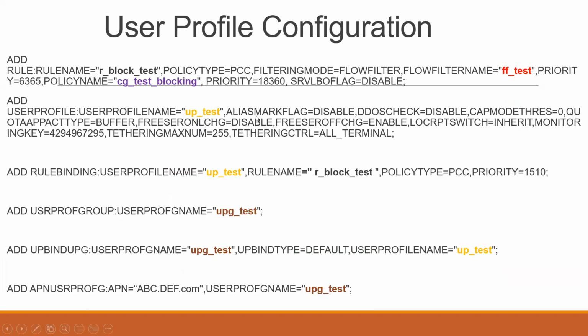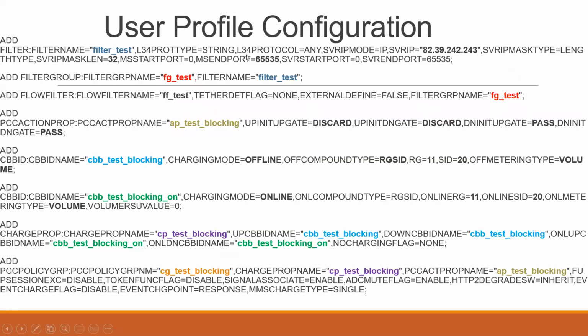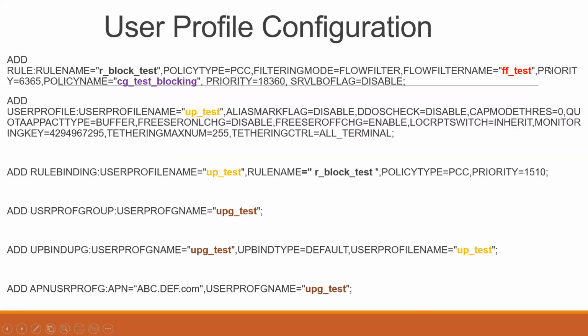Next, I need to add a rule. My rule name is r_block_test. Here the policy type is going to be PCC. There's another policy type which is used for header enrichment. I'll give an example of that shortly, but here it is PCC. The filtering mode can be filter group, filter, or flow filter. Here the filtering mode is flow filter, so I have mentioned the name of the flow filter, ff_test.